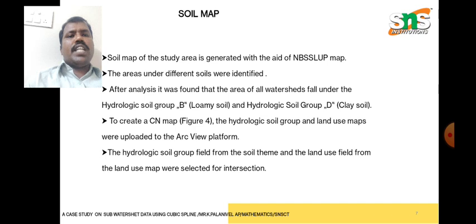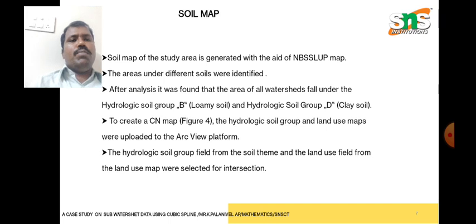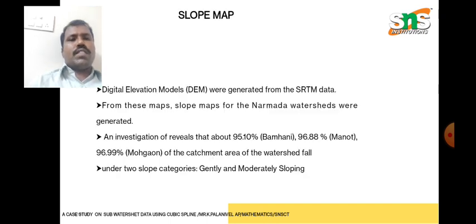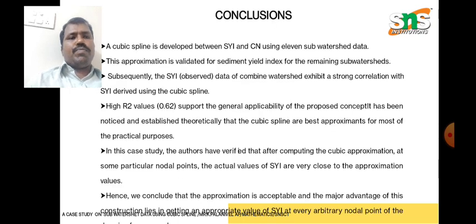The soil map of the study area is generated with the aid of the NBSS slope map. The areas under different soils were identified. After analysis, it was found that the area of all watersheds falls under hydrological soil group B. Soil group field from the soil theme and the land use field from the land use map. Digital elevation models were generated from the SRTM data. Investigation was also done under two slope categories, gently and moderately sloping.